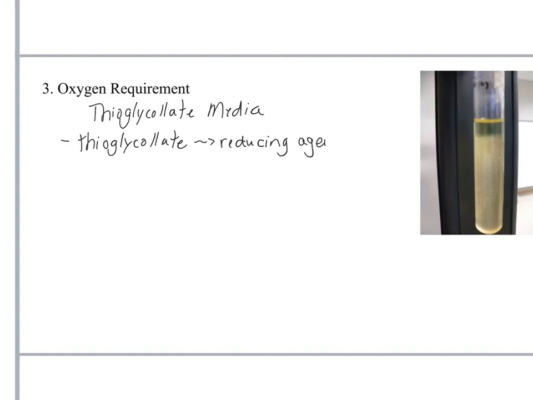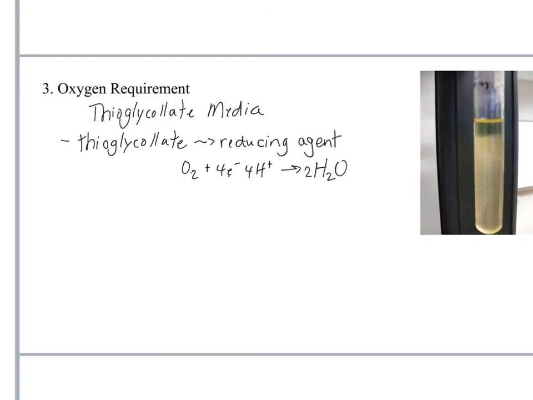If we're going to test to see whether organisms can survive in the presence of oxygen, then we need to have a way to get rid of that oxygen. Okay, so the thioglycolate takes the oxygen and basically adds some protons and electrons to it and reduces it to water. Okay, so it's adding electrons to the oxygen, so this oxygen is reduced. So we call it a reducing agent.